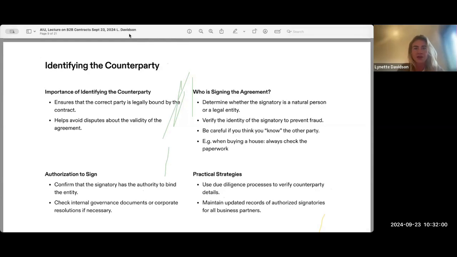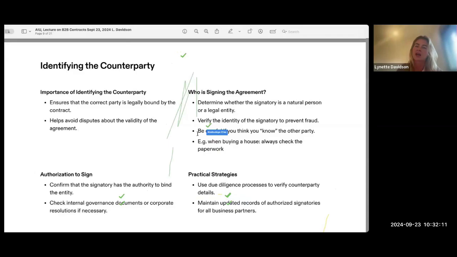So you have to check if the signatory is a natural person or a legal entity, and also verify the identity of the counterparty to prevent fraud. Be careful if you think you know the other party, because usually it goes wrong in the scenarios where you think you know the other party, or you work with a friend because you can trust them. Because then things are not put down in writing, there is a lot of room for misunderstanding or disagreements in the end, because things are not regulated.